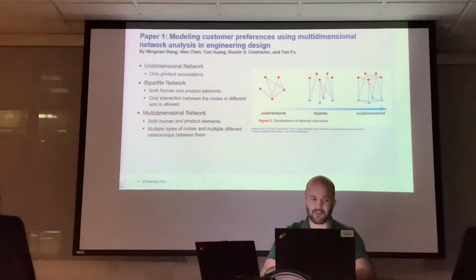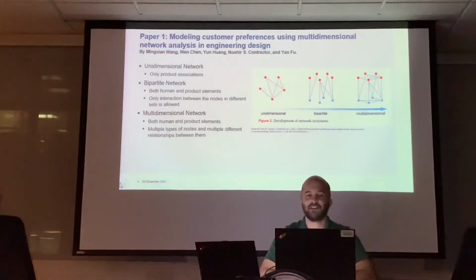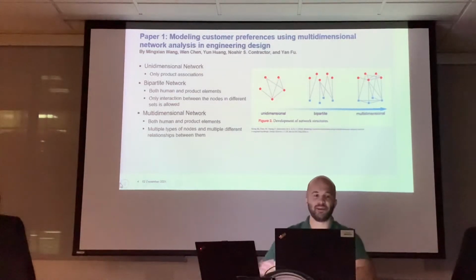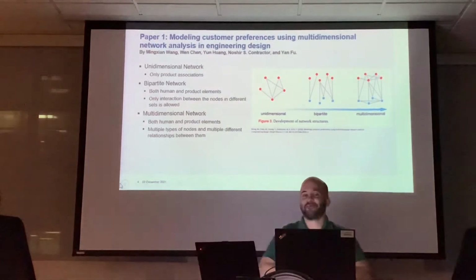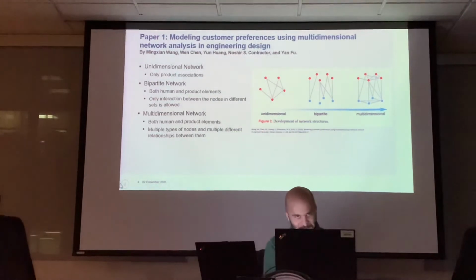So, the first paper that I am reviewing is called Modeling Customer Preferences Using Multi-Dimensional Network Analysis in Engineering Design. Now this paper is by Mijin Wang, Wang Chen, Yang Hong, Nishir S. Contractor, and Yang Fu. I apologize to those people whose names I am mispronouncing.